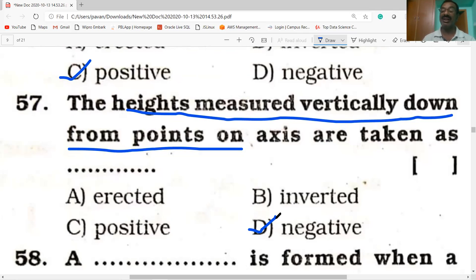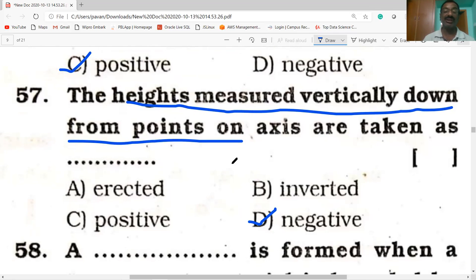So these are the sign conventions. First, all the measures should be measured from the pole itself only. Next, in the direction of the incident ray, it is taken as positive. In the opposite direction of the incident ray, it is taken as negative. Similarly, vertically upwards from the principal axis is taken as positive.